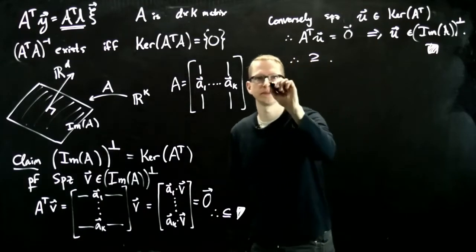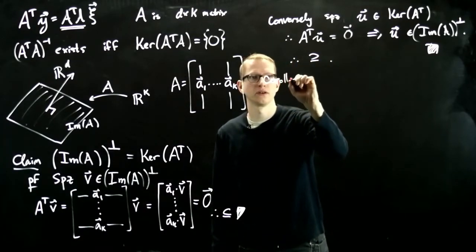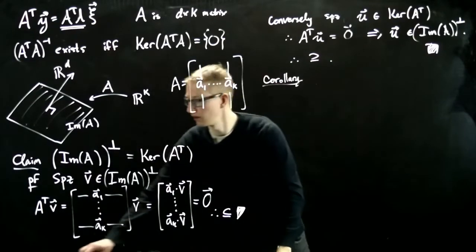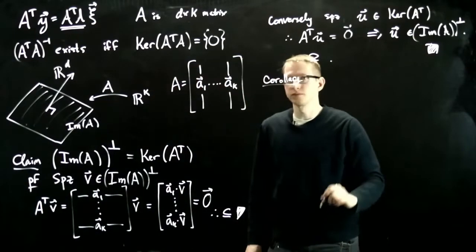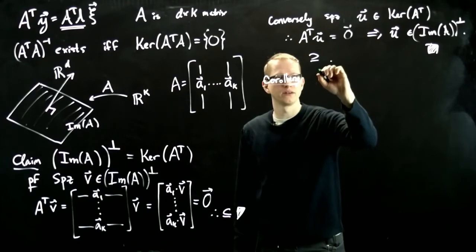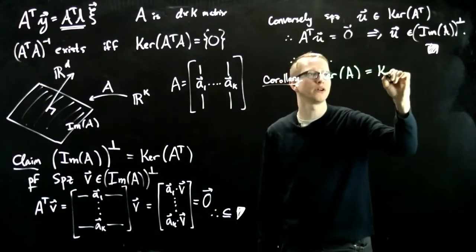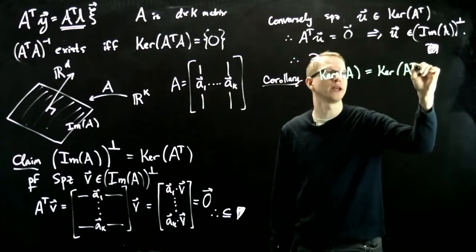Why is this useful? It's useful for the following very important reason. And it says that the kernel of A equals the kernel of A transpose A.